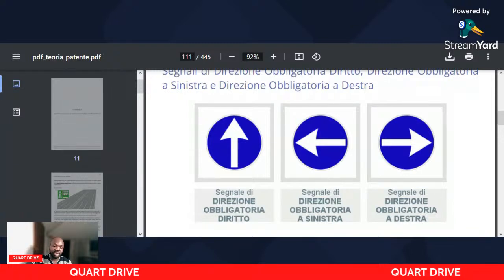So therefore, when you see this second sign on the road or at the junction or anywhere you meet this sign, you are obliged to take your left hand side, which is segnale di obbligatoria a sinistra. So you are not going to take your right hand side, but you are going to take your left hand side.